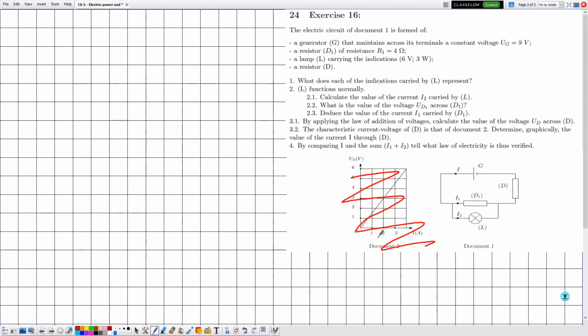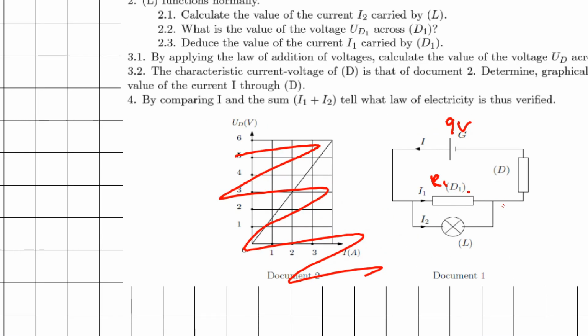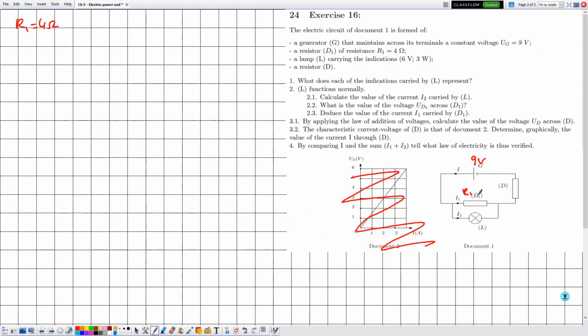A generator G that maintains across its terminal a constant voltage UG equal to 9 volts. Then the trick in solving such type of exercises is to write the applied voltage and traversing current on the electric circuit itself. A resistor D of resistance R1 is equal to 4 ohms. And let me say that this is R1, because D doesn't reflect that this is a resistor.